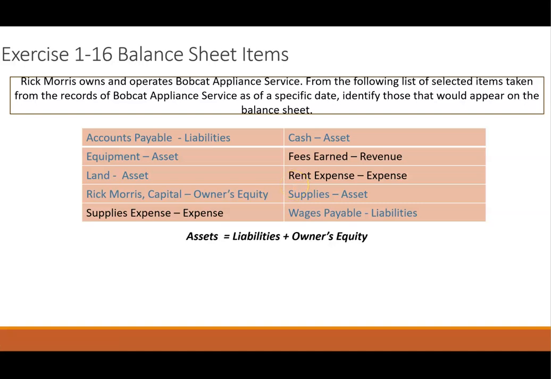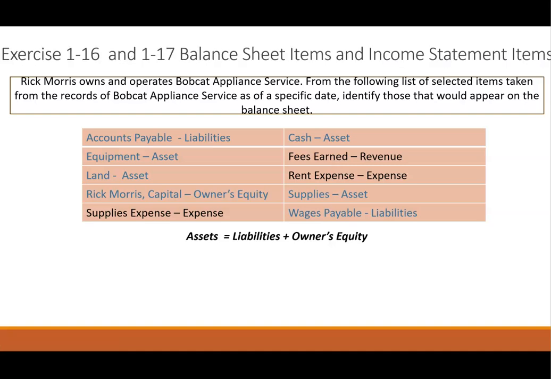The liabilities, accounts payable. We always know it's a liability because it says payable. There is one liability that we'll get to in probably week two that doesn't have the word payable, but most say payable. And then we've got wages payable also. And then we've got our owner's equity. Know that our revenues and our expenses are part of the income statement.